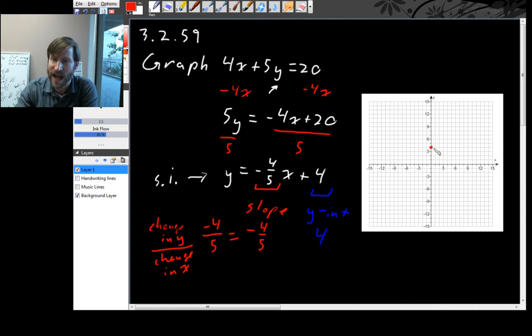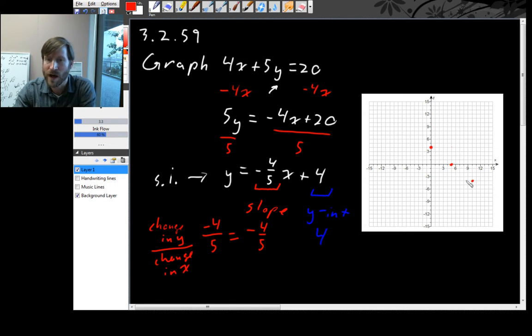So starting at the y-intercept, it is important that you start at the y-intercept that you just plotted. We're going to go over 5 to the right. So 1, 2, 3, 4, 5. And then down 4. 1, 2, 3, 4. So that puts us here. Okay, now we can do it again. Over 1, 2, 3, 4, 5, and down 1, 2, 3, 4.